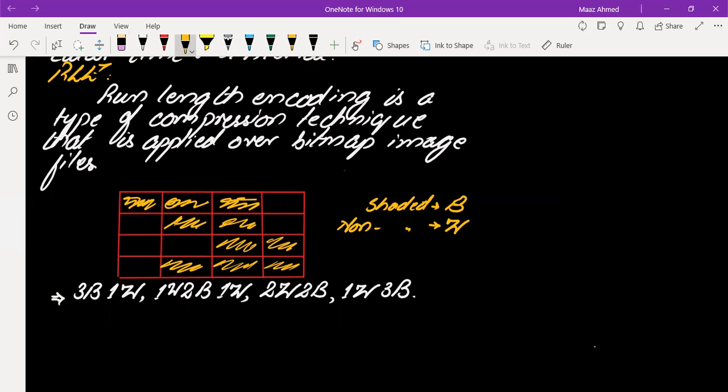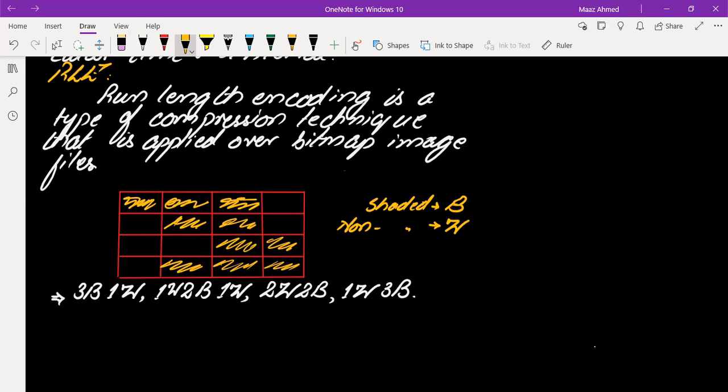Now the row is changing, so I need to put up a comma over here to represent the change in the row. Now 1W, 2B and 1W. You cannot do that overall, there are two W's in the second row, so you cannot put them together. You can put the two together only if they are in continuity. If they are not in continuity, you cannot put them together. Okay. Then 2W's and 2B's. Then again 1W and 3B's.